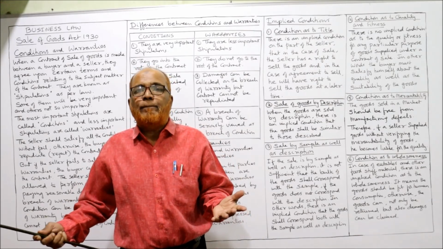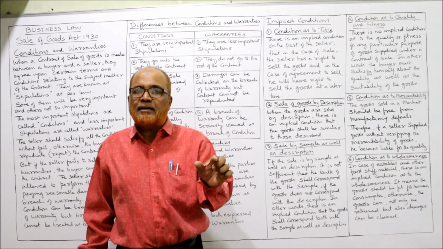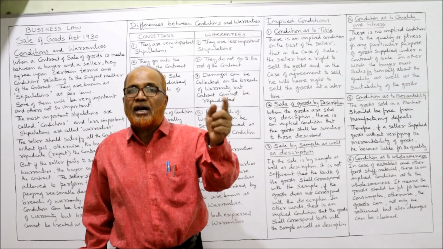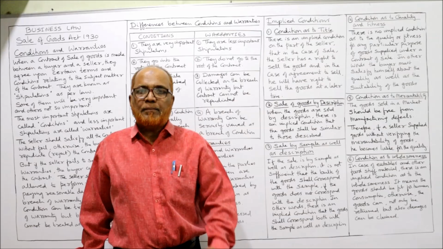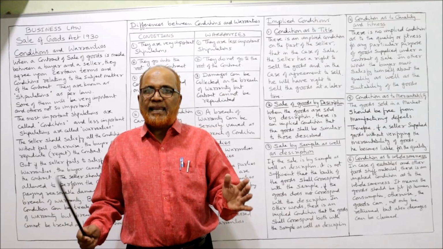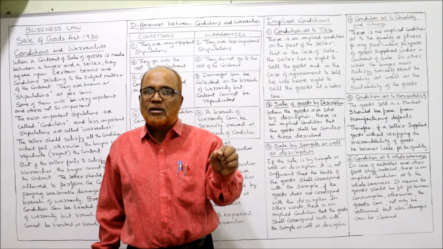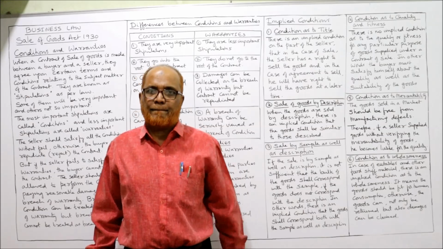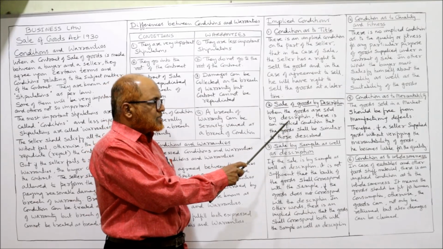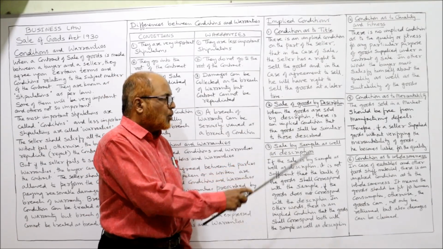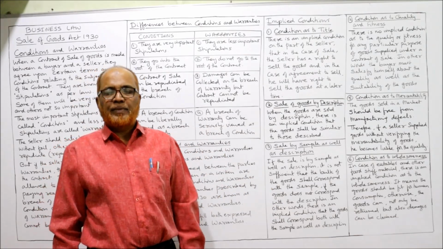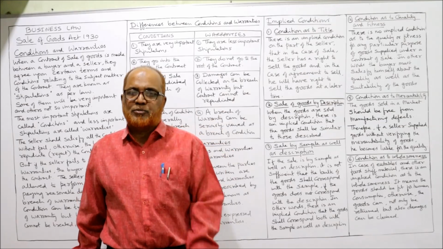In that case, what is the implied condition? The implied condition is that the seller should sell only those goods which are described by the buyer. That means the goods should correspond with the description. That is the implied condition as to description. When the goods are sold by description, there is an implied condition that the goods shall be similar to those described. That means goods should be according to the description.